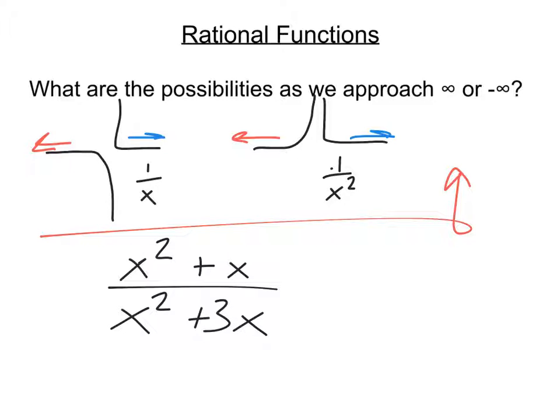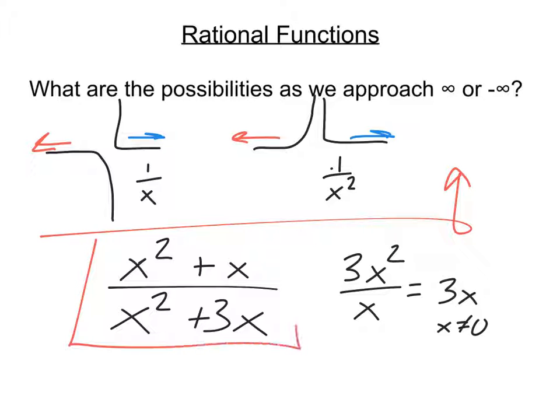Does every rational function approach an asymptote? Well, remember one of our examples earlier. Would 3x squared over x approach an asymptote? No, because that equals 3x, provided that x does not equal 0. That one would actually have a hole in it, but otherwise it's just the line 3x. There is no asymptote there. And what about if we graphed this? Does that have an asymptote in it? Probably not.